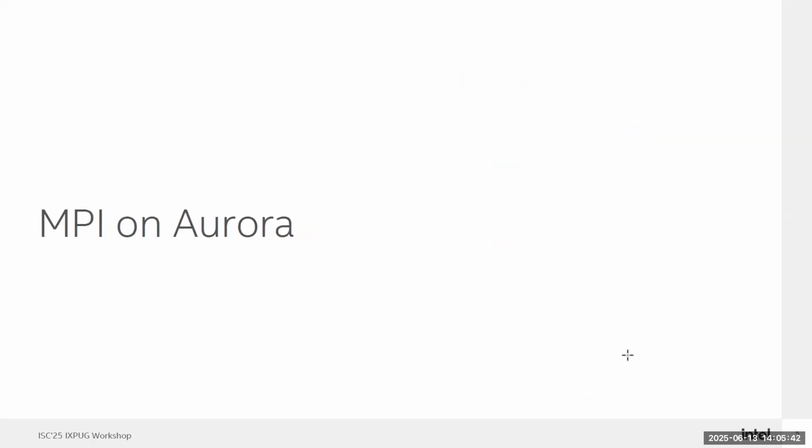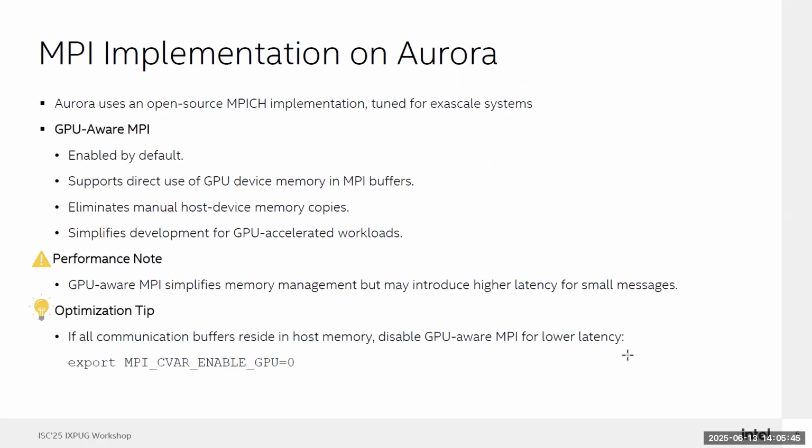Now, moving to the MPI implementation on Aurora. Aurora uses an open source MPICH implementation, which is tuned for Aurora and also for larger scale systems. It doesn't have Intel MPI or Cray MPI implementation. It only uses the MPICH implementation. This implementation is GPU aware by default, which means we can directly use pointers to GPU memories within the MPI calls. This simplifies the development of GPU code because we can directly move the data, and we can avoid moving the data unnecessarily from the GPU to the host, then to the NIC.